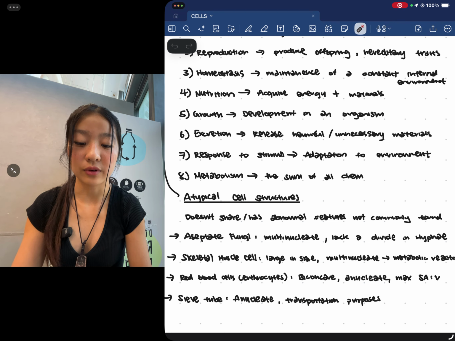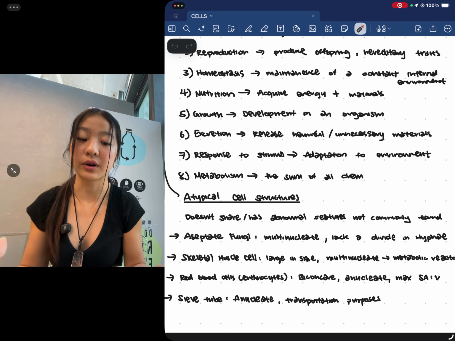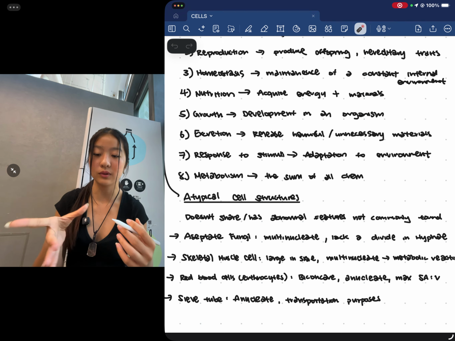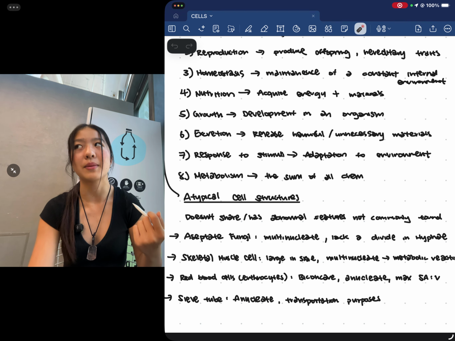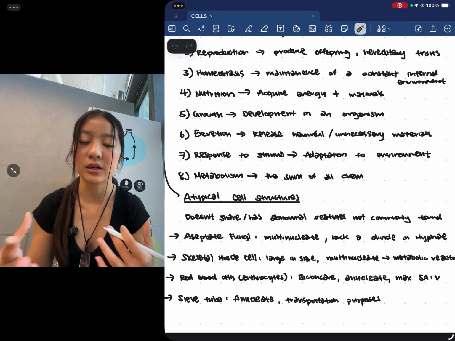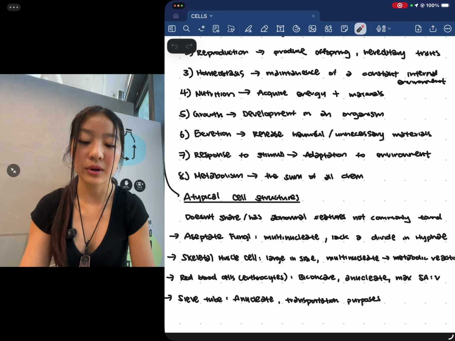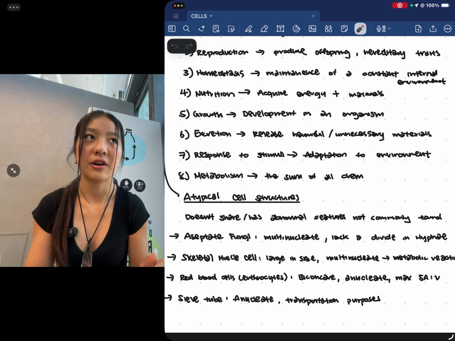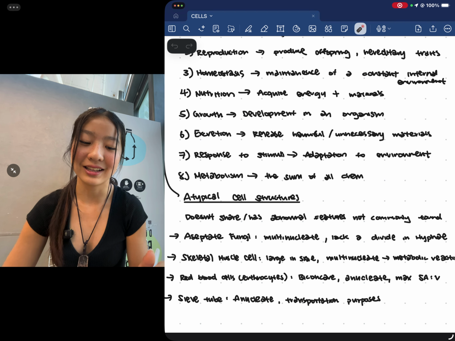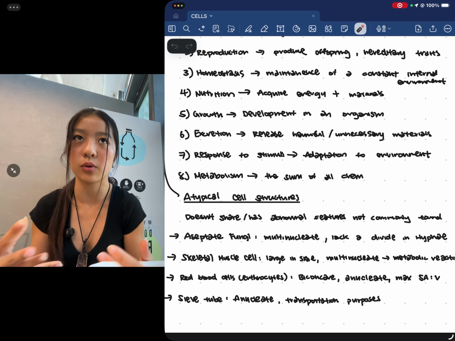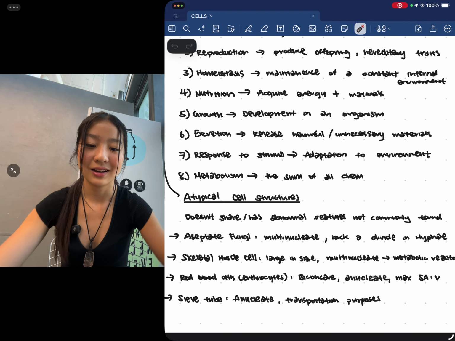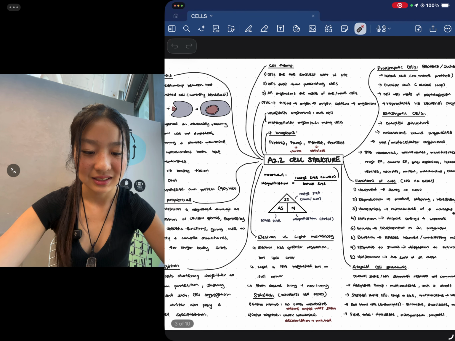And then we have red blood cells, also known as erythrocytes, which are biconcave disc-shaped structures, and they're anucleate because you need to maximize the surface area to volume ratio of the cell. And then we have sieve tube elements, which are found in plants, and they're also anucleate because they really just aid in transportation purposes, so there's no point of taking up extra space with a nucleus.